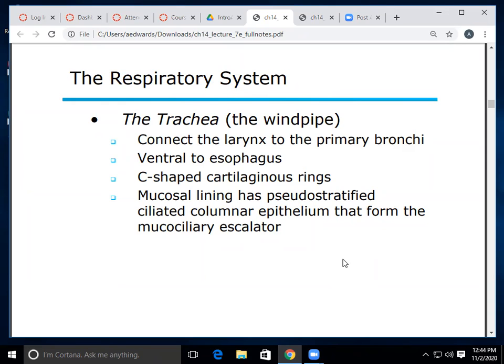And that epithelium is pseudostratified ciliated columnar. Remember when we learned about that? We talked about histology, pseudostratified ciliated columnar. Okay, it comes back up again every now and again. All right, and they form that mucociliary escalator. And so it's escalator in the sense that you get things caught in that mucus, and it moves them out so you can get them out of your body. All right, cough them up.